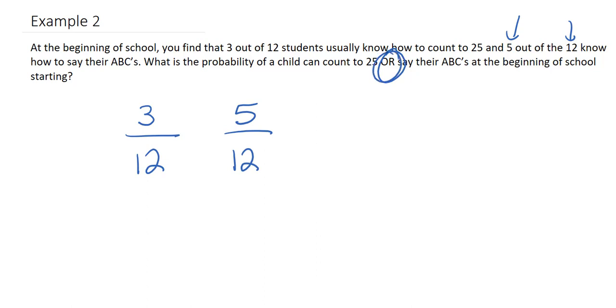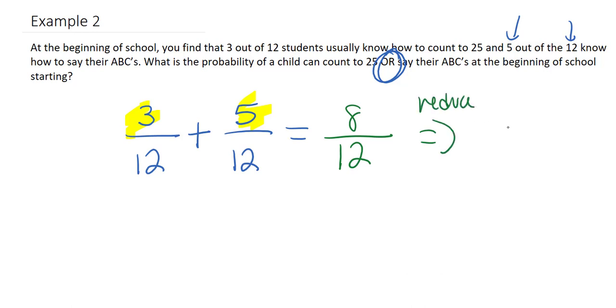So if it's an OR probability, we're going to add these two together. Notice we have a common denominator, so we can just add the numerators together, and then we keep the denominator. So that's 12. 3 plus 5 is 8, which can be reduced to 2/3 as we divide by 4 on the top and bottom.